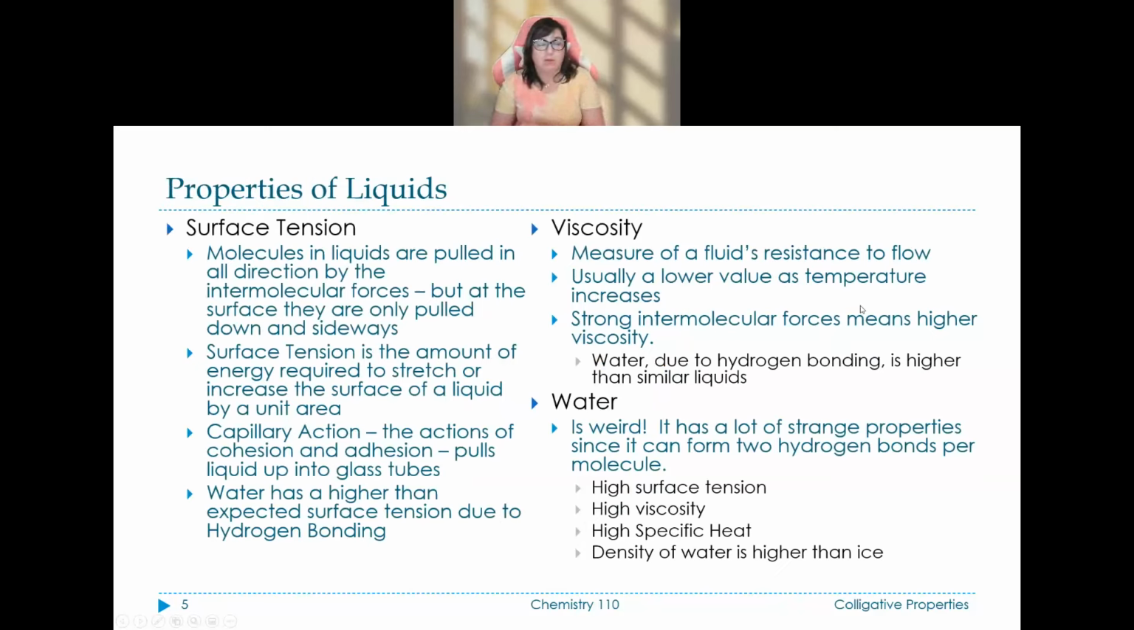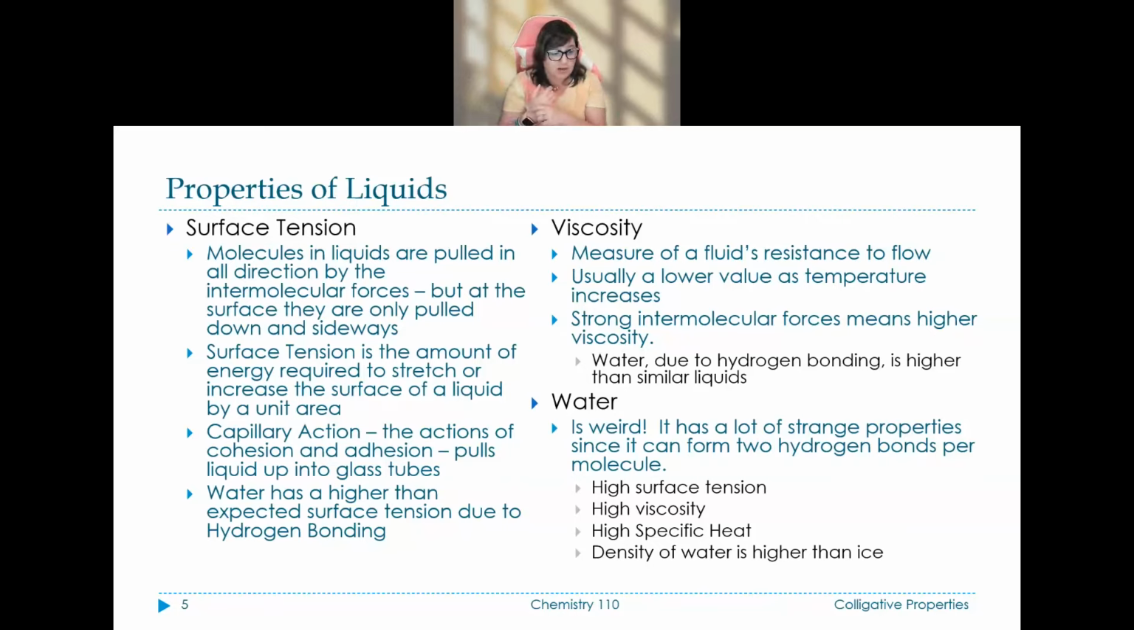So when we talk about the properties of liquids, we can talk about surface tension. Molecules in liquids are pulled in all directions by their intermolecular forces. But at the surface, they're always pulled down and sideways. There's no up. And so we get this tension that exists at the surface because of that. Surface tension is the amount of energy required to stretch or increase the surface of a liquid by a unit area. When you put liquid in a burette, it goes up the sides a little bit, and that's how you get the formation of the meniscus.